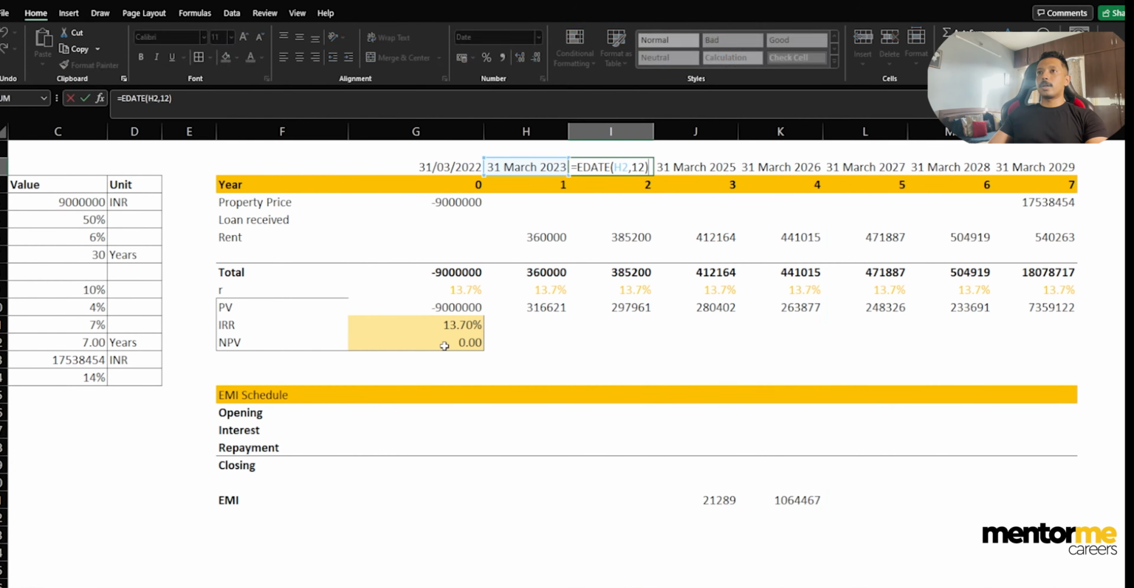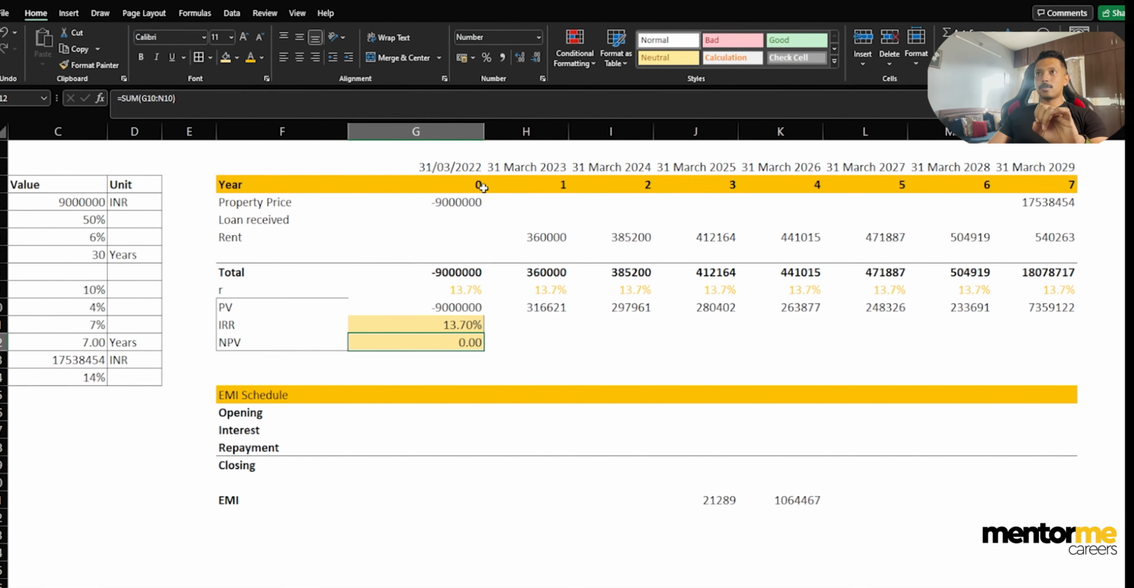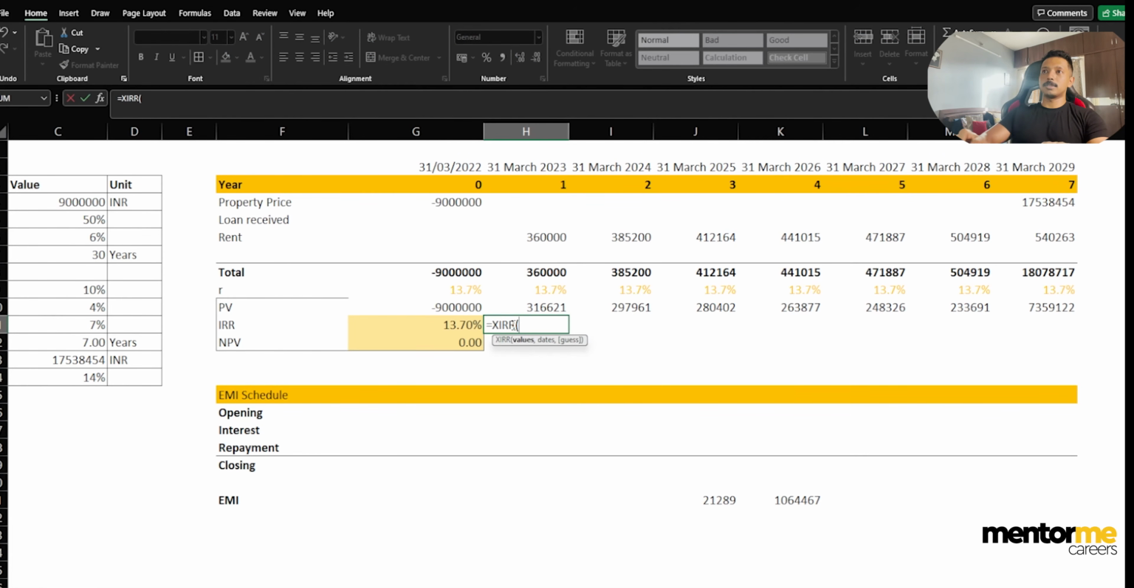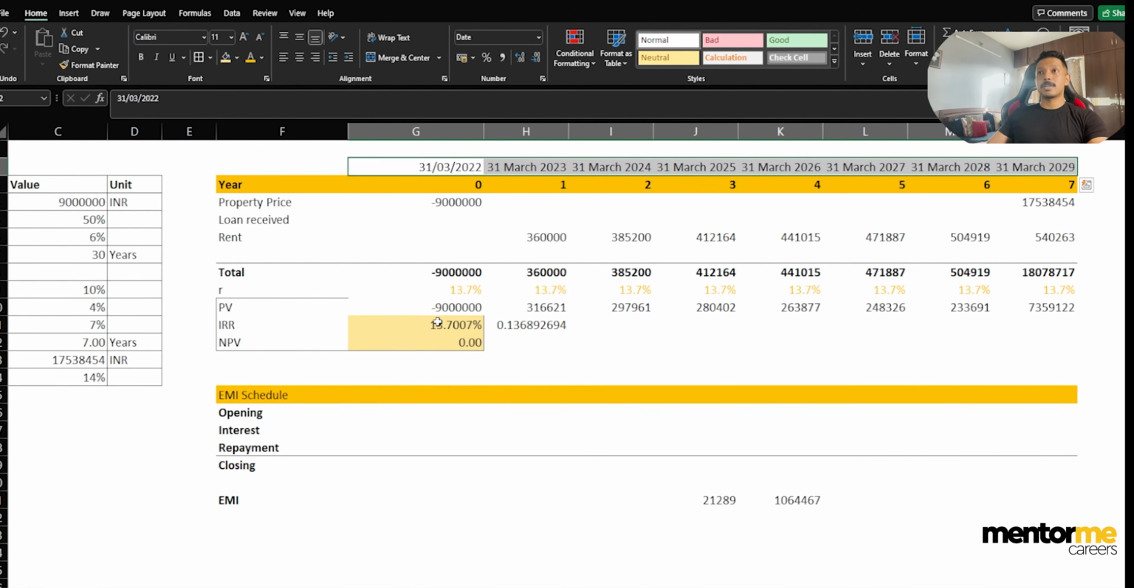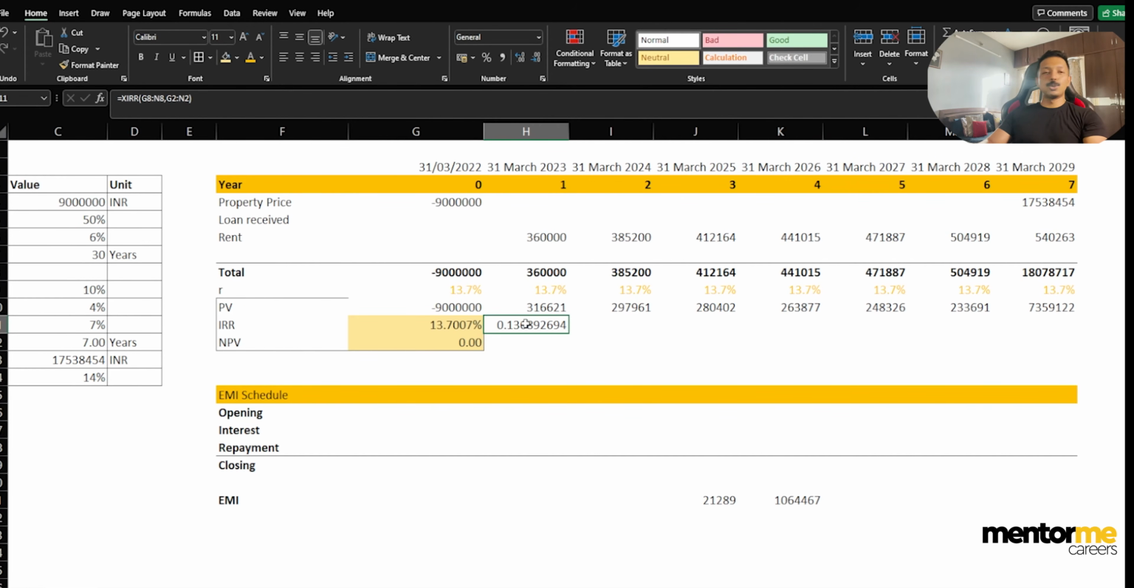Now, if I have dates instead of 0, 1, 2, 3, 4, 5, then I could use the XIRR function. The XIRR function takes the values similar to IRR, but for the second part you will use the dates. There you go. You will see that there is a slight difference in the rate of return because this is exactly taking the days in between the dates. So that is XIRR.